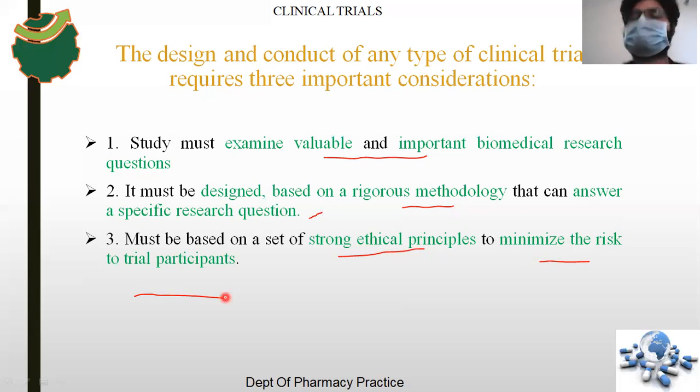Minimizing the risk to trial participants means we already know the people are at risk. People will be at risk when clinical trials happen. But the major thing we have to assure is that people are not exposed to unnecessary risk. At the initial phase of clinical trials, we don't know the entire side effects or risk of the drug. But if the drug is from the anti-cancer drug class, we already know there are so many side effects and ADRs, right?